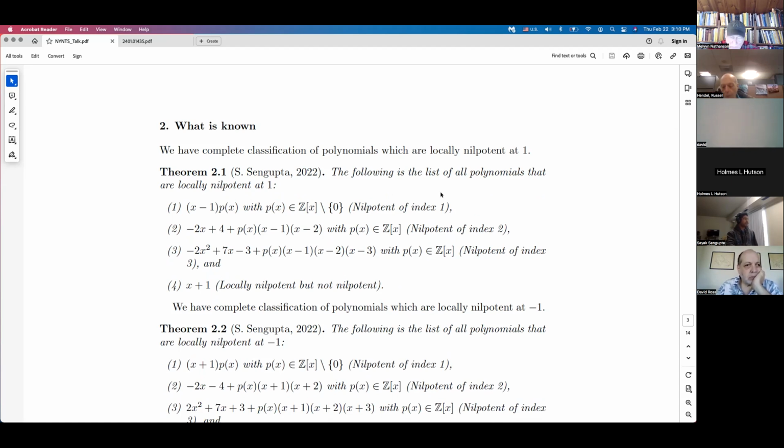So here's how it goes. If you start with a polynomial which is locally nilpotent at 1, then either 1 will be taken to 0, which is this family of polynomials, or 1 will be taken to 2. And now where 2 goes, that is a question. So 2 either has to go to 0, or 2 has to go to 3. Now, if 2 goes to 0, then this is the family that we are looking for. And if 2 doesn't go to 0, then it must go to 3.